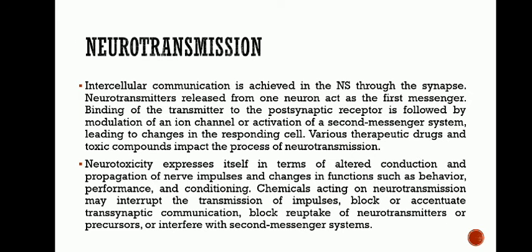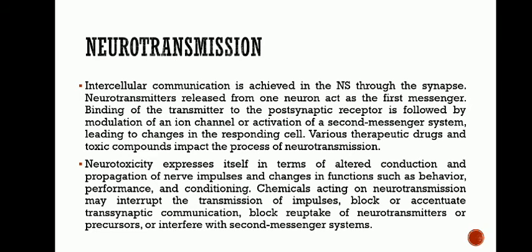Achieved in the nervous system through the help of synapse. Neurotransmitters released from one neuron act as the first messenger. Binding of the transmitter to the postsynaptic receptor is followed by the modulation of an ion channel or activation of a second messenger system, leading to changes in the responding cell. There are various therapeutic drugs and toxic compounds that can greatly affect the process of neurotransmission.